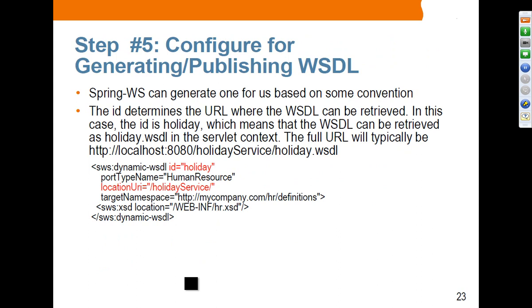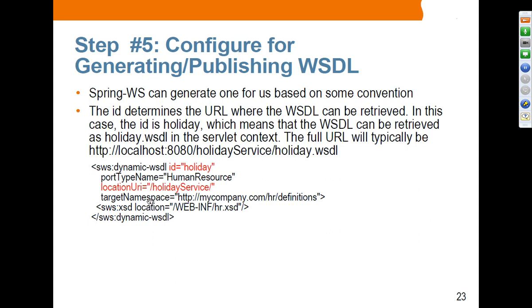All right, now when are you going to generate the WSDL document? Spring Web Services provides a feature so that it will generate and publish the WSDL document automatically for you. In order to have it generate the WSDL document for you, you're going to specify this in the context configuration file. Dynamic WSDL with ID holiday, and you specify port type, and location URI is holiday service, and the target namespace, and this is the XML schema file.